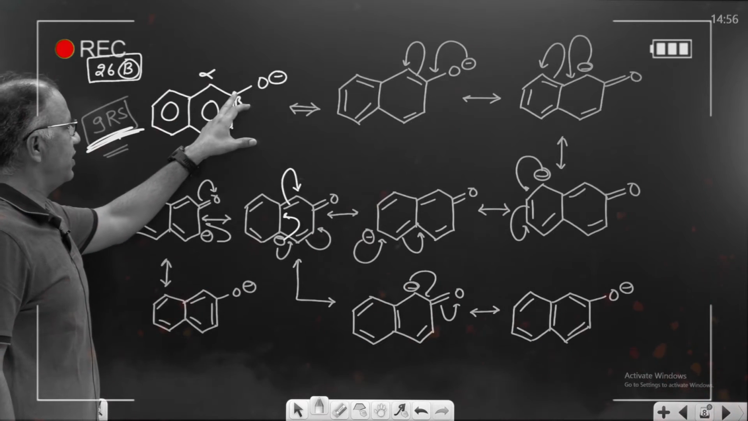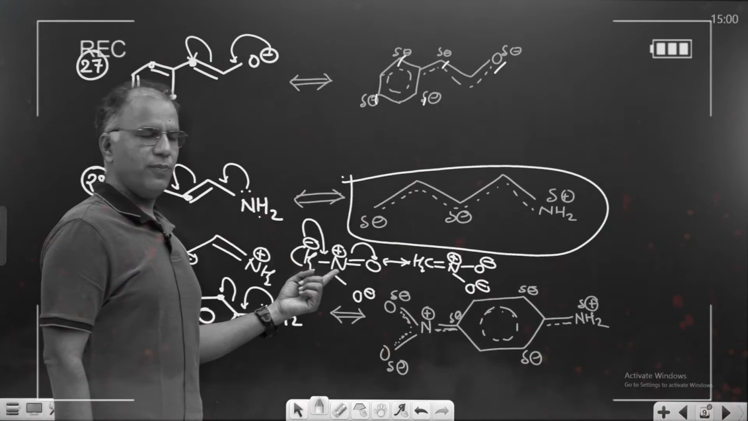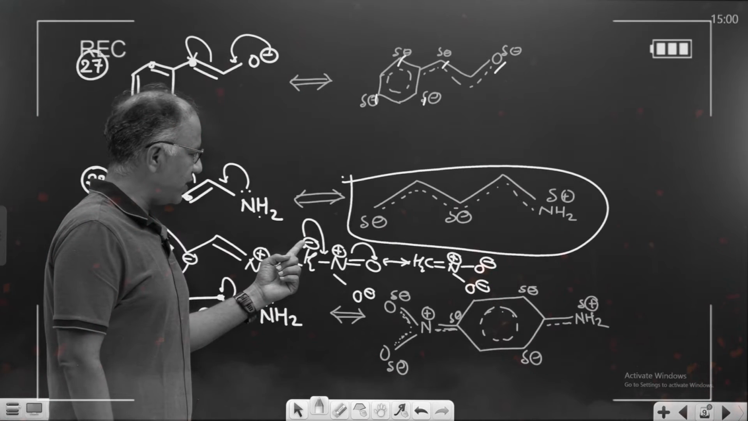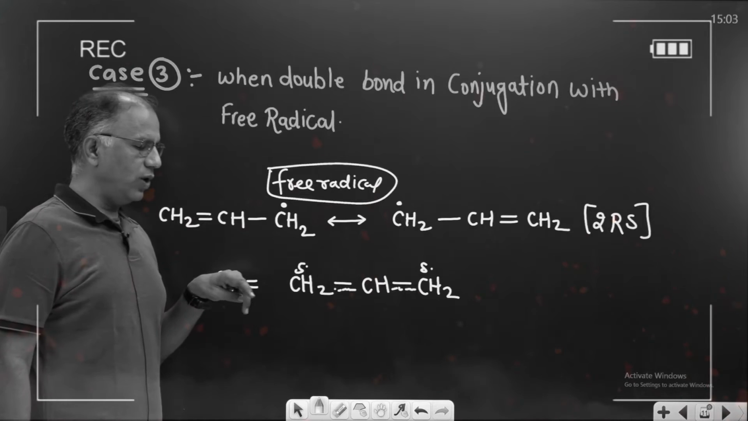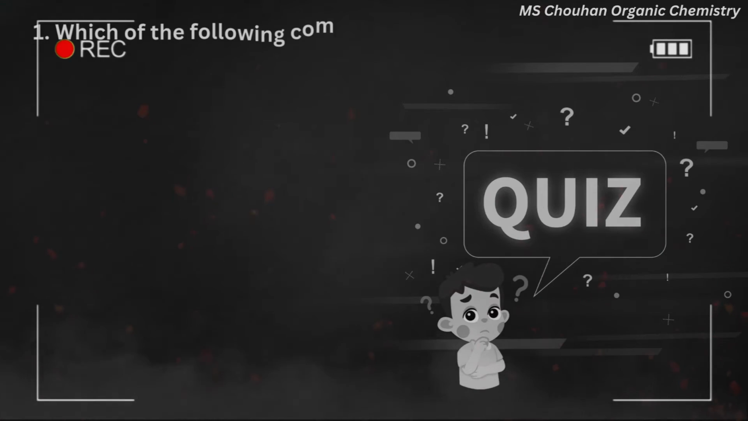Pi bond in between these 2 carbon. Positive is localized, but there is a resonance between negative charge and pi bond. In previous case too, the movement of 2 electrons was there. 2 electrons are moving.